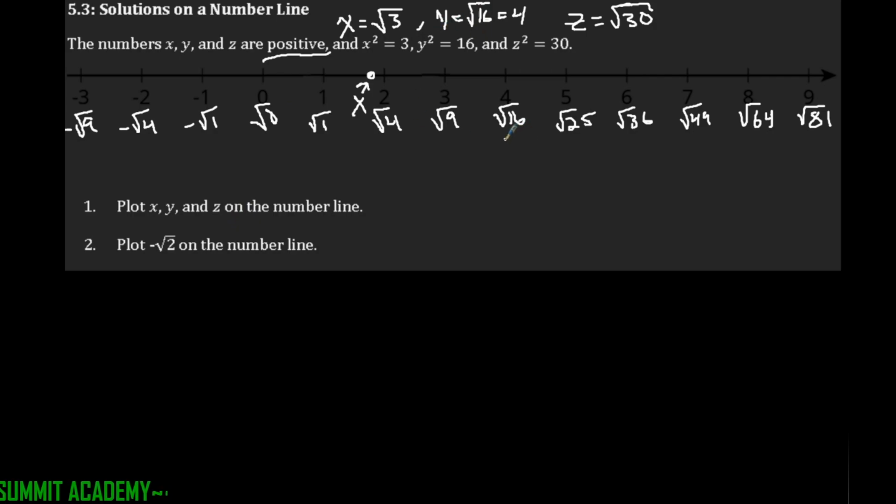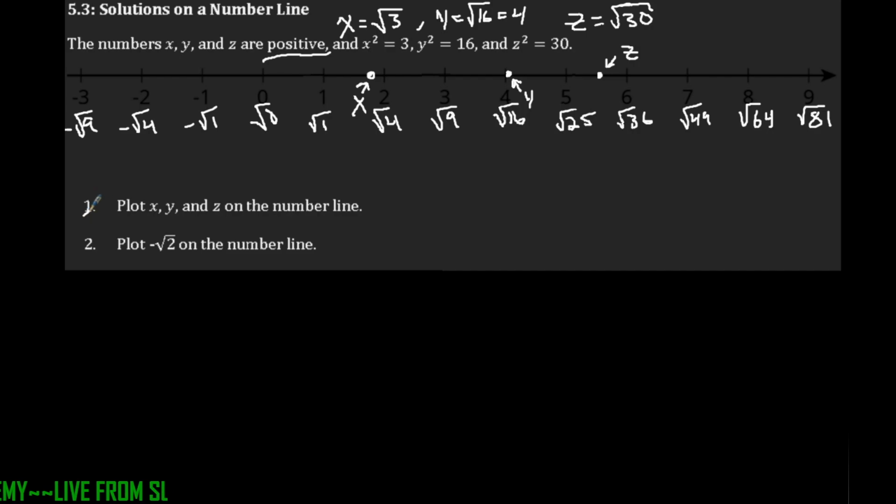We already have y on there, so I can put that point on the number line and label that as y, because that's directly on 4, so that's equal to 4. And then what about z? Well, z is going to be in between 5 and 6, because 30 is in between 25 and 36. So this is going to be where z is at.